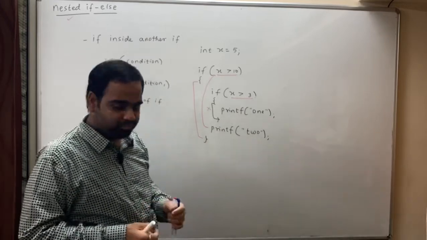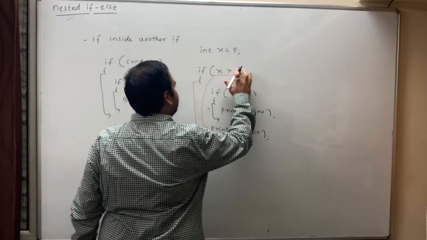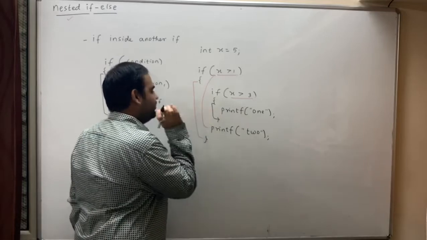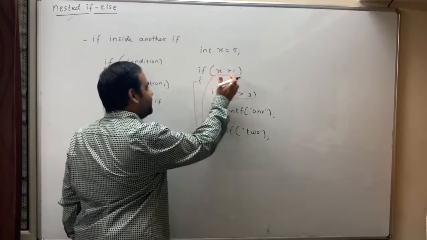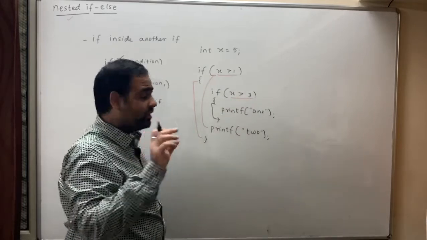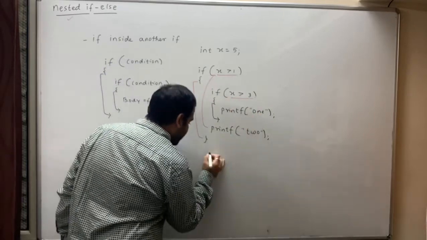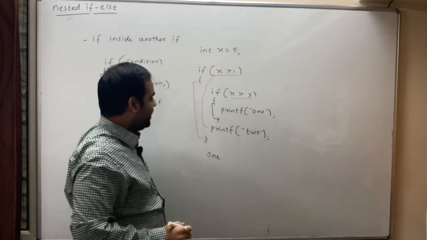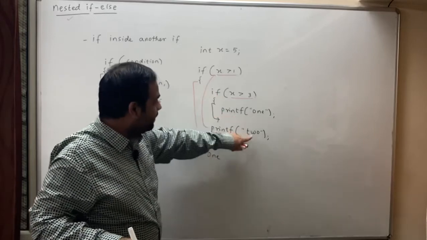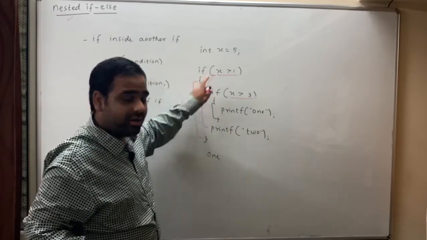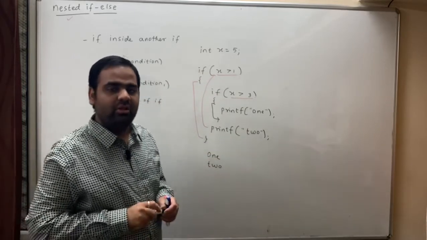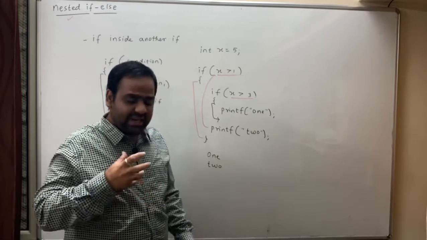Nothing gets printed. Now let us say I say x is greater than 1, and if x is greater than 3, how will this program behave? Now 5 greater than 1, yes, this should be evaluated. 5 greater than 3, yes. Therefore this should be evaluated, and 1 will be printed on the screen, and it comes out of the inner if. This is the next statement for the outer if, so it will print 2 as well. Therefore the output is 1 and 2. This is how the nested if works.